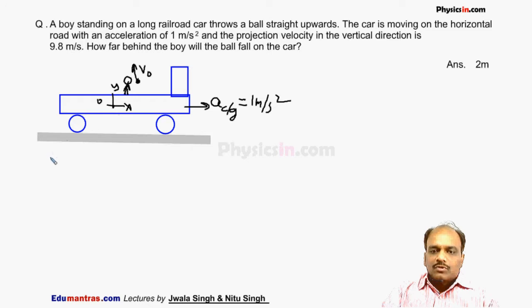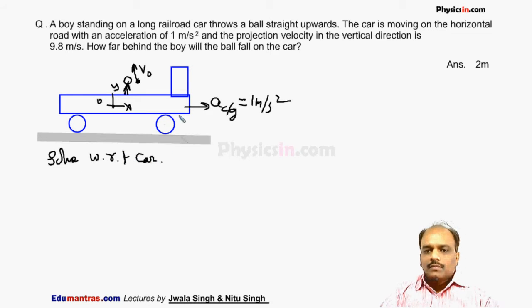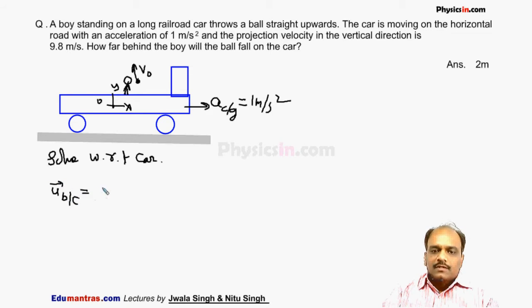Means we will solve this question with respect to car. Now the car is initially accelerating. I will write the velocity of ball with respect to car initially is 0 I cap plus 9.8 j cap. This is the initial velocity because the ball is thrown vertically upward with a speed of this.